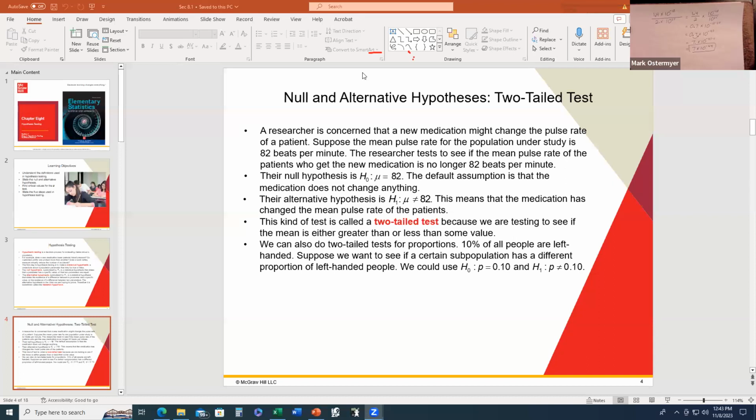So when your alternative hypothesis has a not equal to symbol, then we call this a two-tailed test. And you'll see why. This is called a two-tailed test.